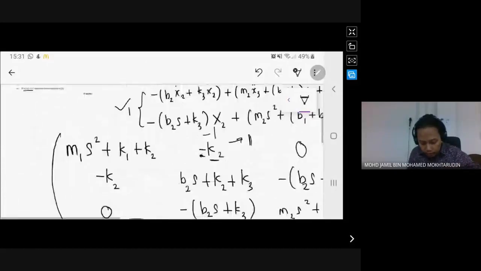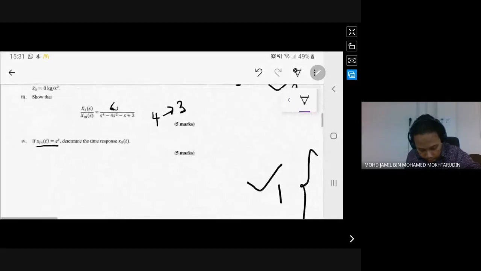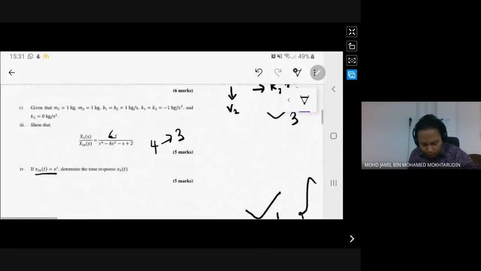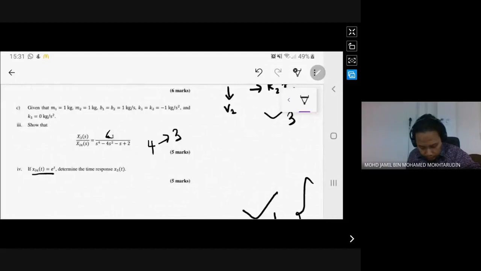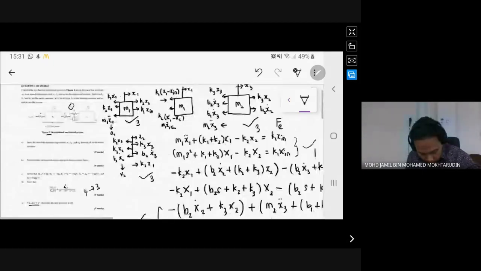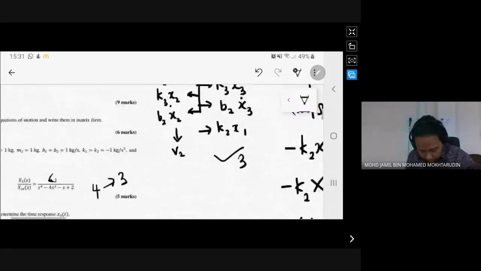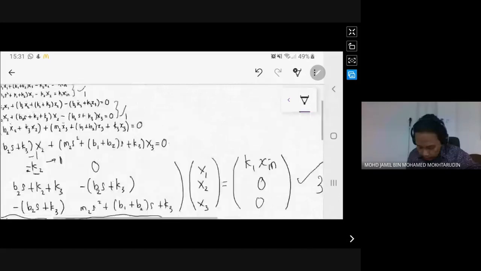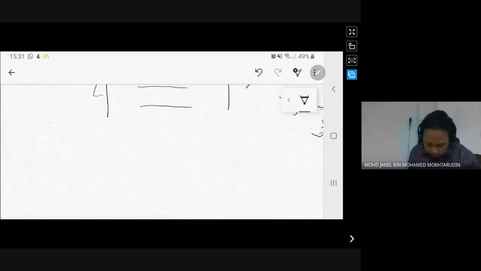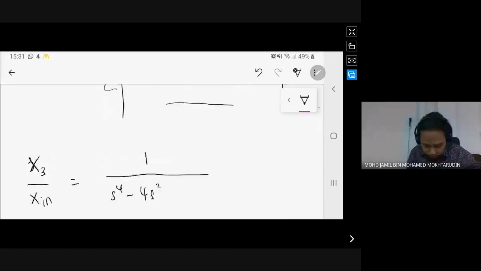Okay, so for the last question, question C4, or C2. So X in equals E power of T. Determine the time response X3. Okay, so your X3 over X in is 1 divided by S4 minus 4S square.